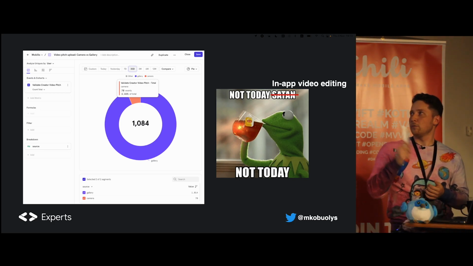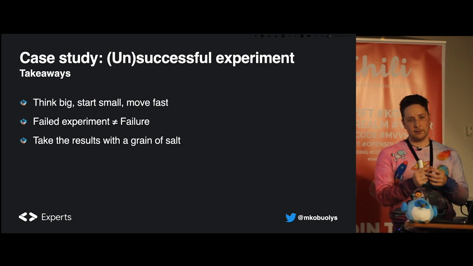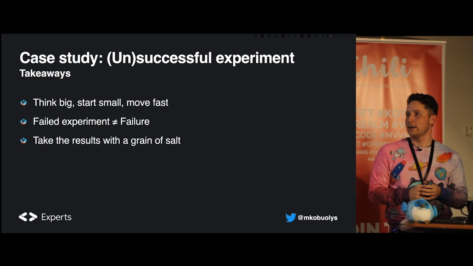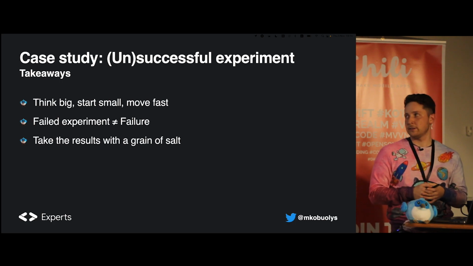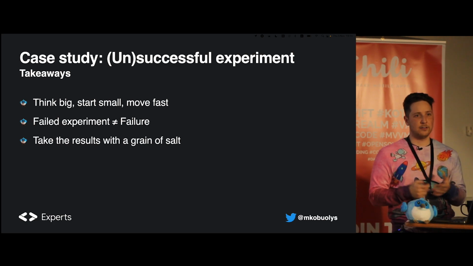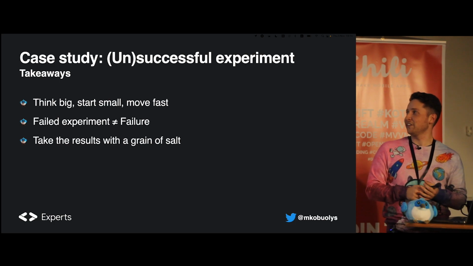Yeah, what you should take out of this case study is that you should think big, always have big ideas, but always try to validate them first. Start small, try to find this specific MVP that could be implemented in a very short time, and validate your ideas. A failed experiment doesn't mean a failure. Technically this experiment failed because not enough users used this feature, but eventually maybe we saved like 2 months of development time implementing this in-app video editing. Who knows? It's not a failure. At least I'm not considering this a failure.